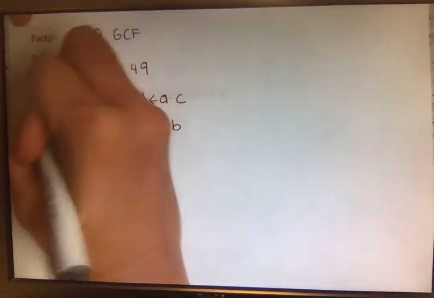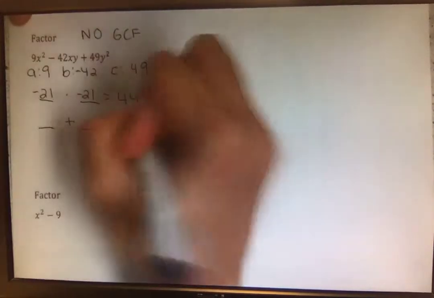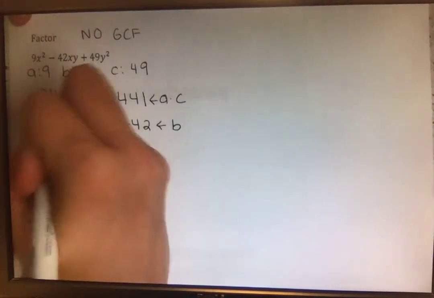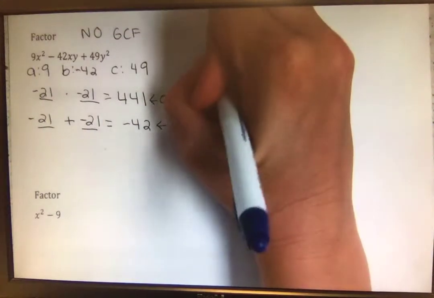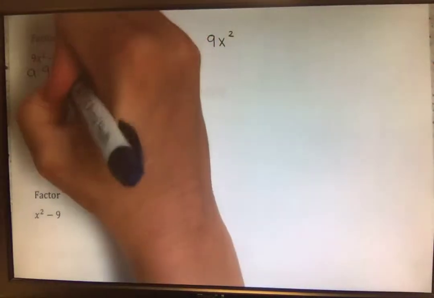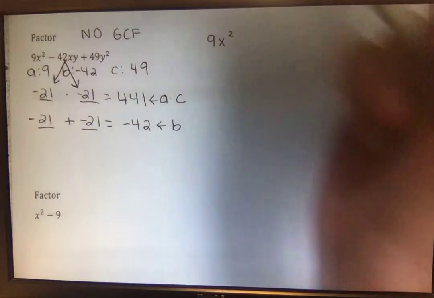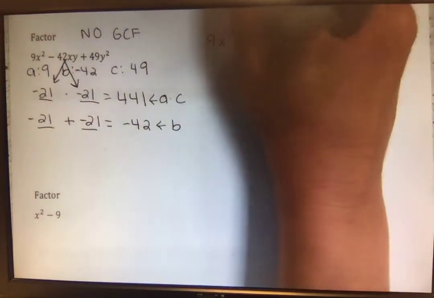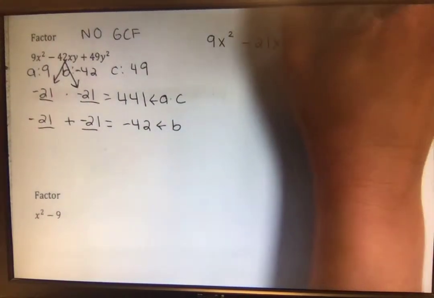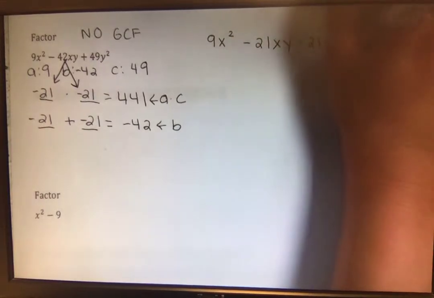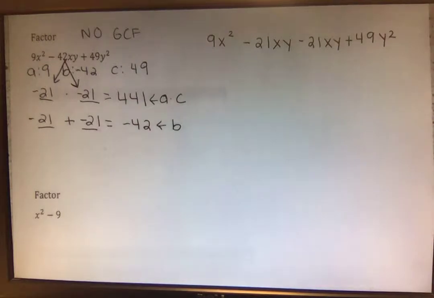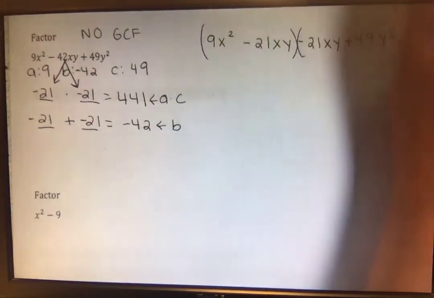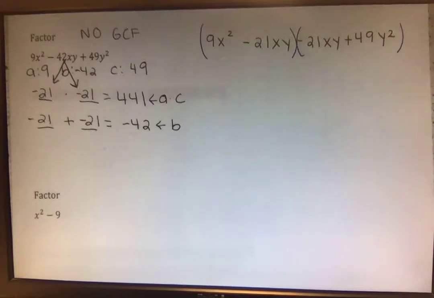So I'm thinking negative 21 times negative 21 is positive 441. And negative 21 plus negative 21 will give us that negative 42 that we're looking for. So we have 9x squared. Instead of negative 42xy, we're going to split it up using the numbers in our blanks. So negative 21xy minus 21xy plus 49y squared. We now have 4 terms. We can now factor by grouping. So group the first 2 terms together and group the last 2 terms together.